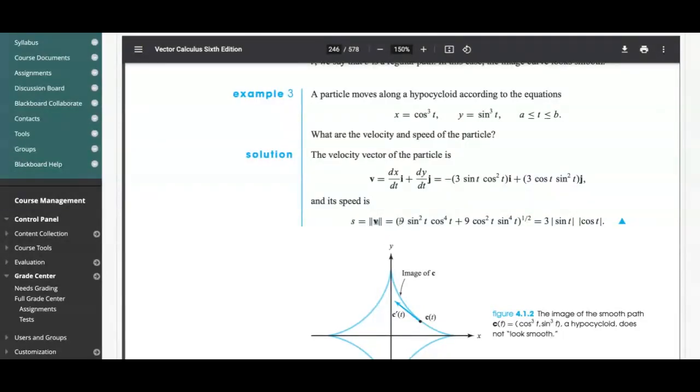And for speed, we just calculate the magnitude of the velocity vector. So we just square the first component, square the second component, add them, then take the square root. Once we take the square root, we get 3 sine t cosine t. Because sine is being squared, cosine is being squared, and under a square root, we have to force sine t cosine t to be non-negative, so we put an absolute value around it.